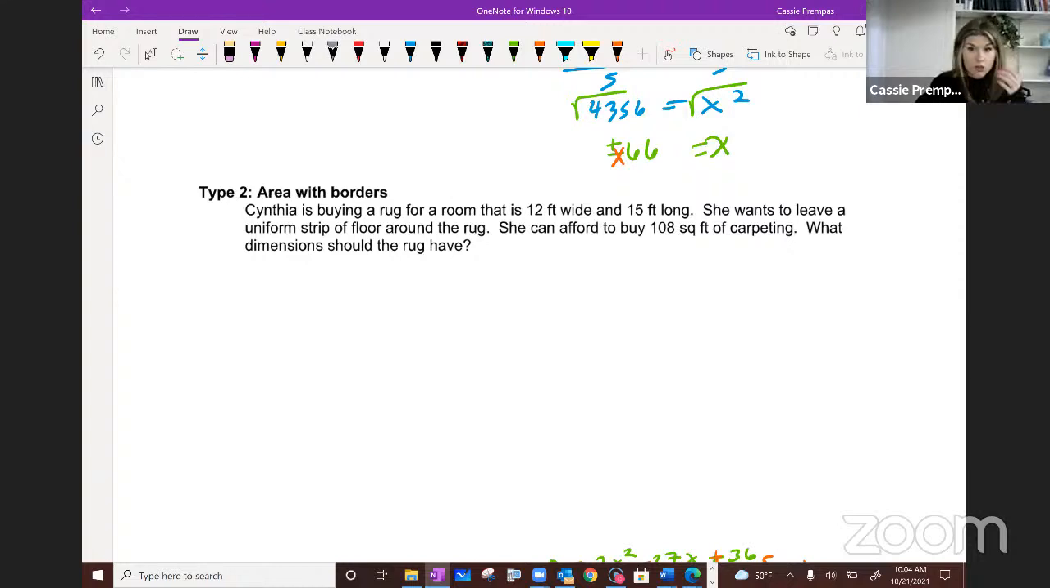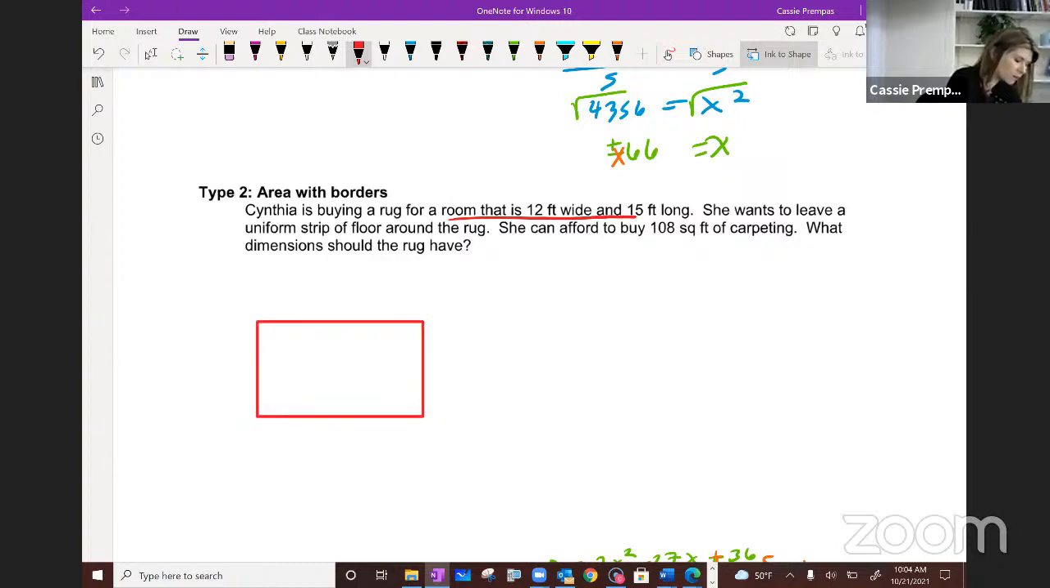So the first thing I like to do is draw a picture to visualize what's happening. And it says we have a room that's 12 by 15 feet. So I'm going to go ahead and set that up. 12 by 15. And then it says she's buying a rug with a uniform strip around it. Uniform strip means equal length of strip all the way around. So I'm going to go ahead and use my ink to shapes tool and draw a rug that's hopefully uniformly placed inside of the room.